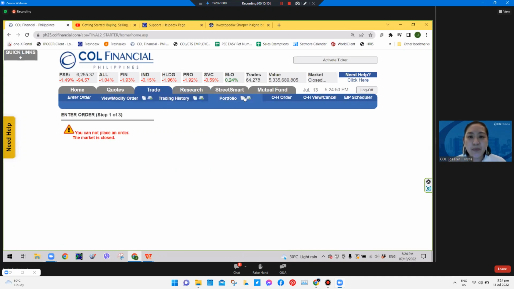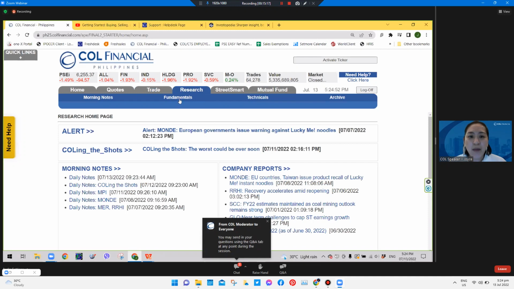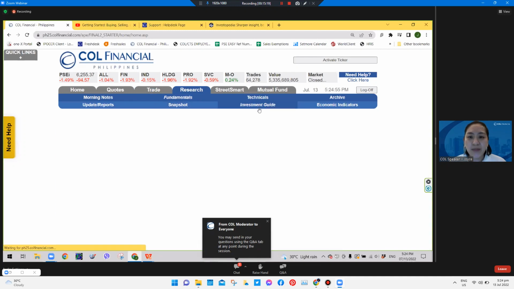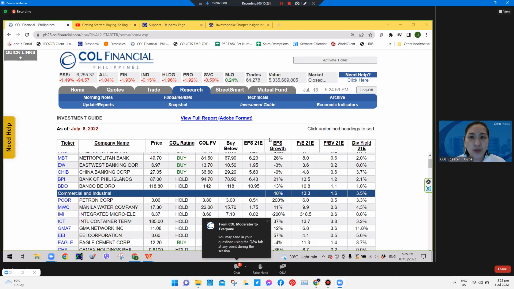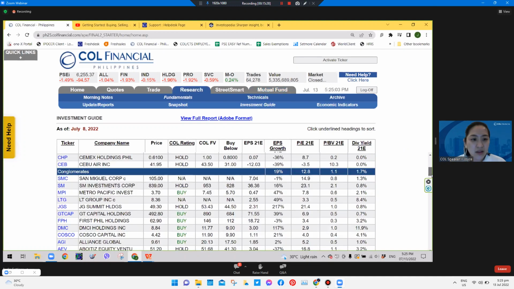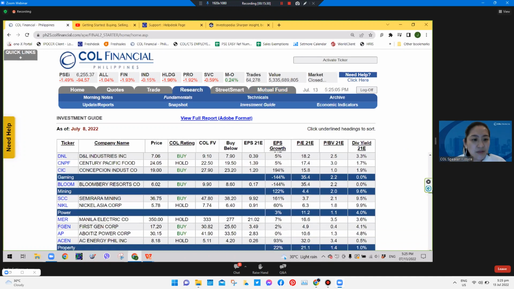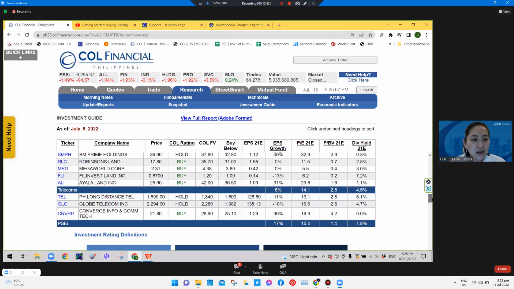Again, trade tab, research tab, fundamentals, then investment guide. Let's take a look at Ayala Land. So Ayala Land should be under the real estate. Okay. Let's find it here. Okay, Ayala Land is right here.